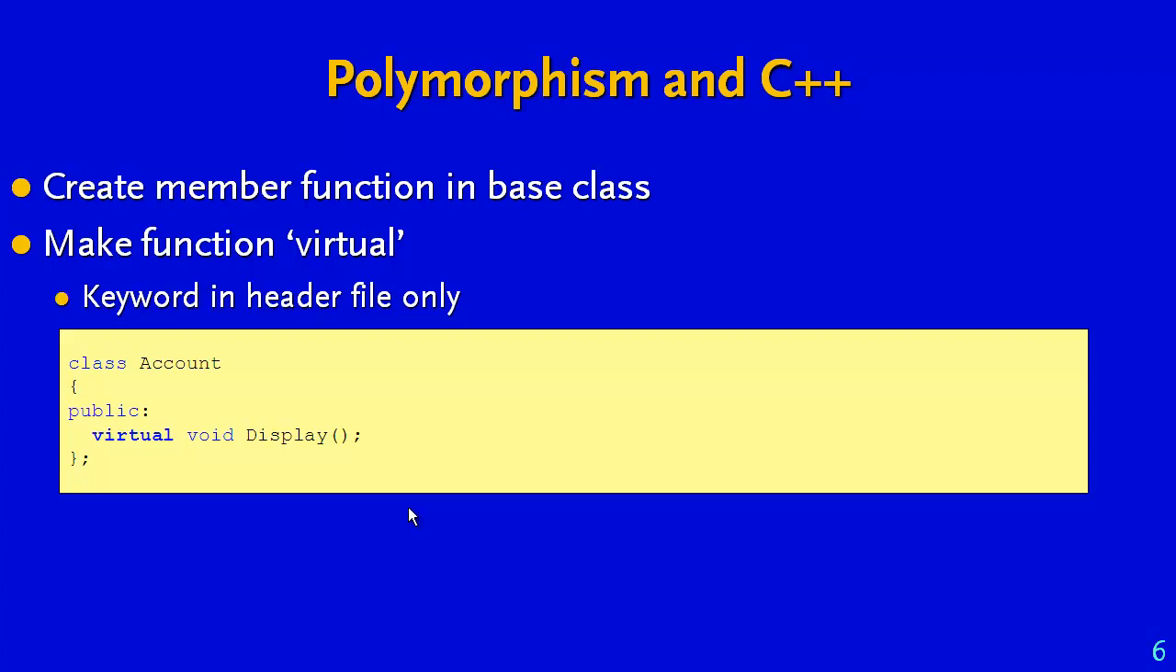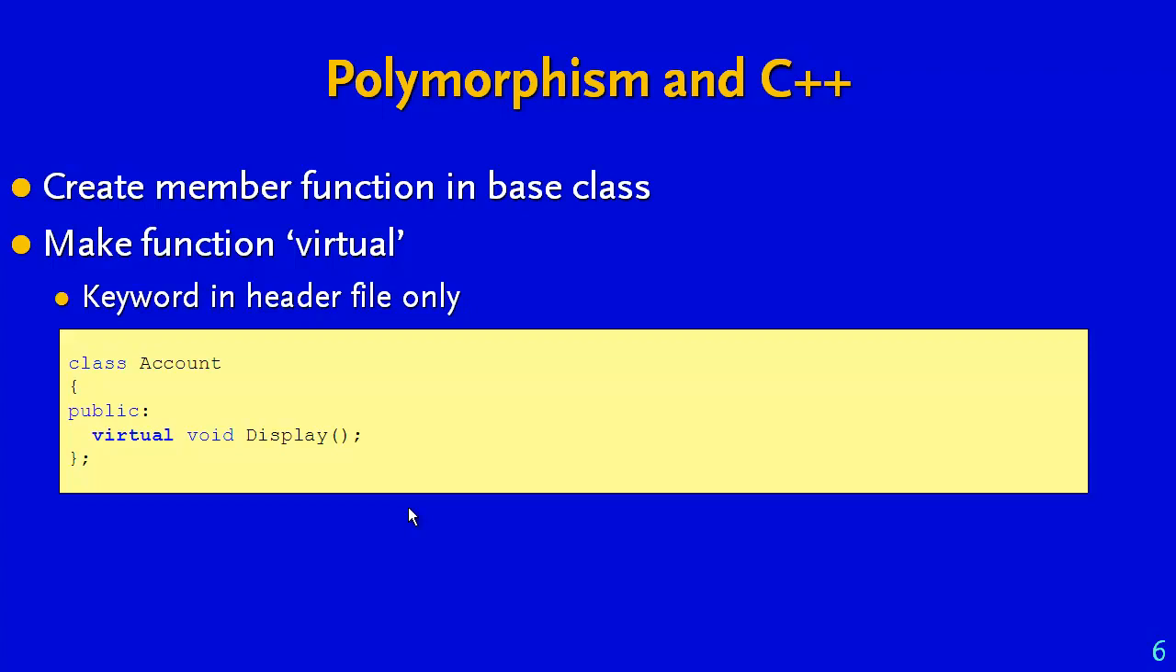Now, what's the big deal? If I want to achieve this kind of runtime switchability, let's say I declare my display function in the base class to be virtual void, in the header file only. You only have to tell the compiler once that it's virtual. If you put the virtual keyword in the CPP file of account as well, it'll give a compiler error. So you only have to say it once.